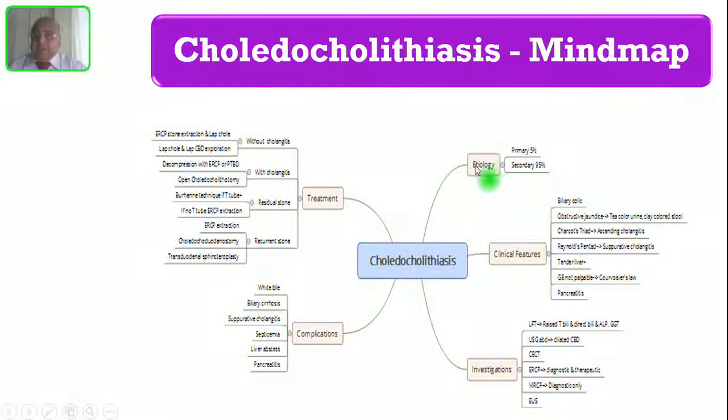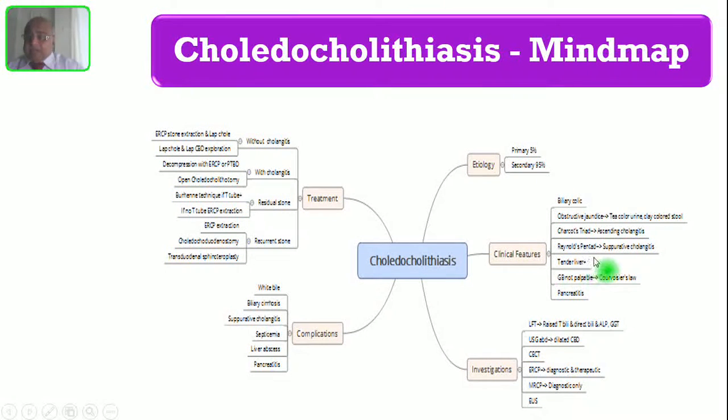Regarding the etiology, primary consists 5%, secondary is 95%. Clinical features: it can present in many syndromes: biliary colic, and obstructive jaundice, characterized by tea color urine, clay color stool, and pruritus. Charcot's triad is called ascending cholangitis. Reynolds' pentad is when you are having suppurative cholangitis.